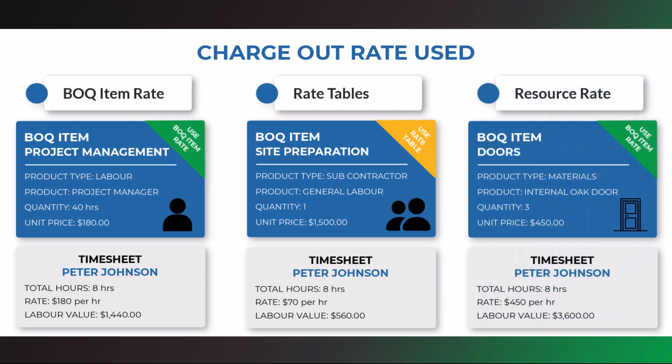Now let's move to the third scenario. The product linked to the BOQ item is a material item and not a service or job title. Rate tables are not used for materials. They are only used for labor and services.